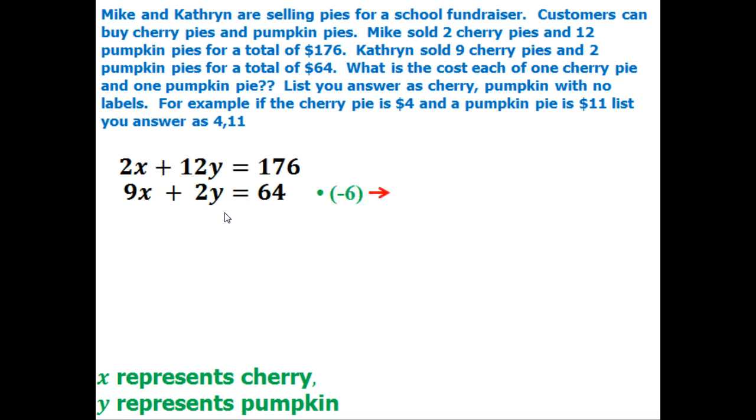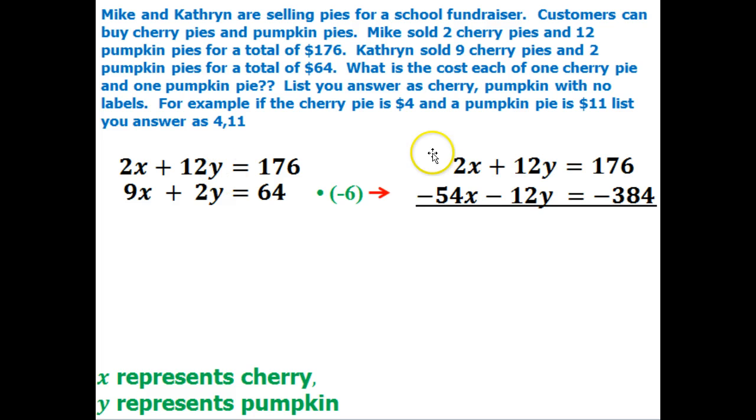I'm going to multiply that bottom equation, the entire thing, by -6. So that's going to give me -54x minus 12y equals -384. The top equation, I don't need to do anything with it because I already have a 12y there. So now you'll see that the 12y over minus 12y, those two will cancel if I add these two together. So that's my next step, is to add these two together. 2x minus 54x will give me -52x. And then 176 minus 384 will give me -208.